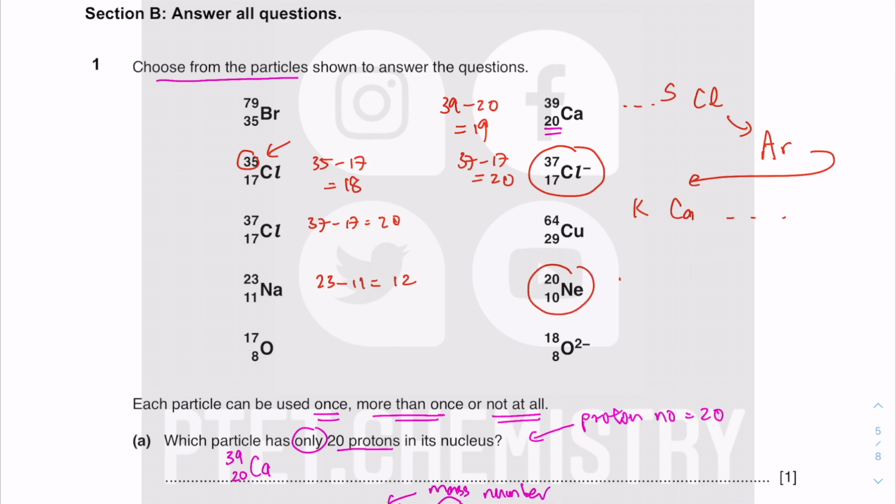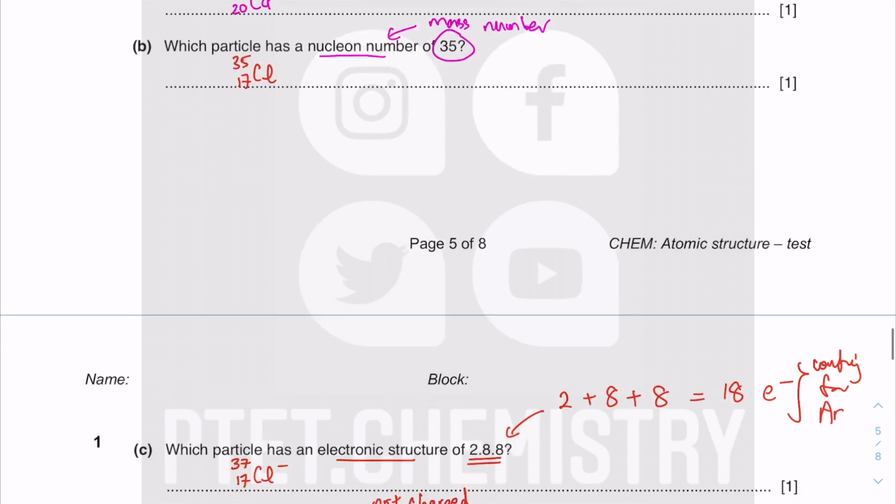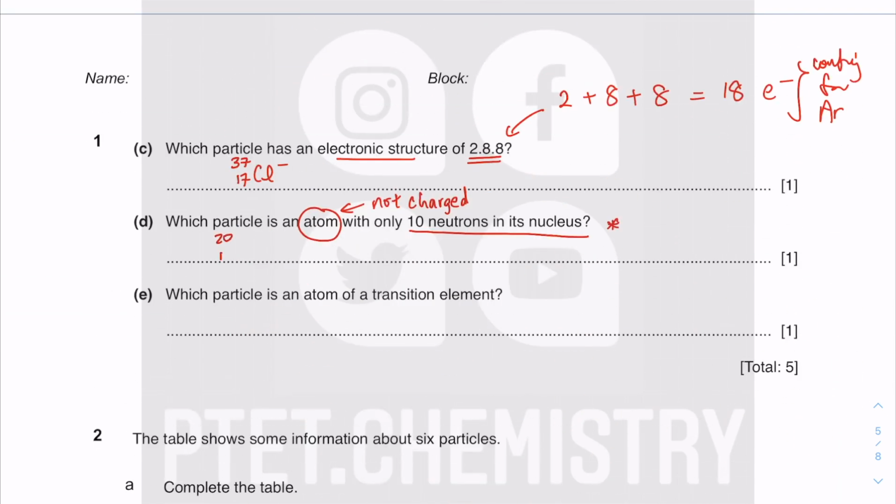I think we got the answer. 20, which is the mass number, minus the atomic number, which is the proton number. There's 10 neutrons. 18, well, I don't care about ions because they want atoms. 17 minus 8 is going to give me 9, which is not 10. So it's 20, 10 neon.